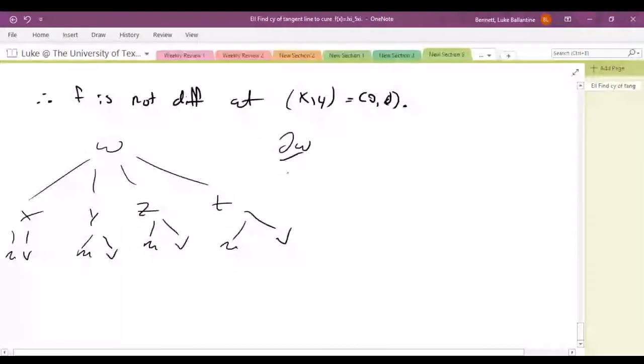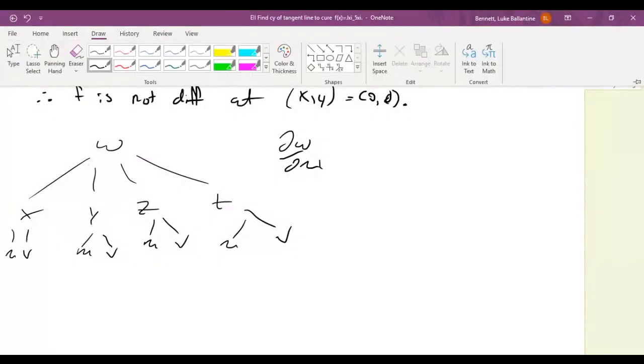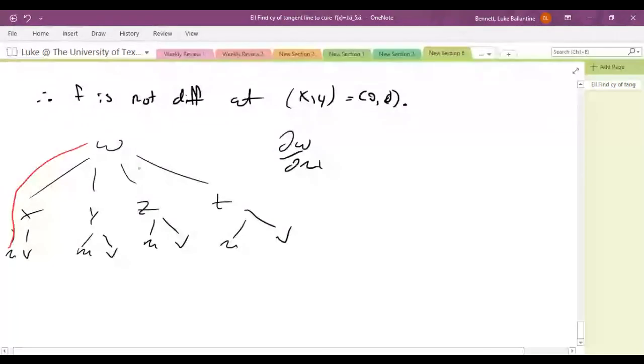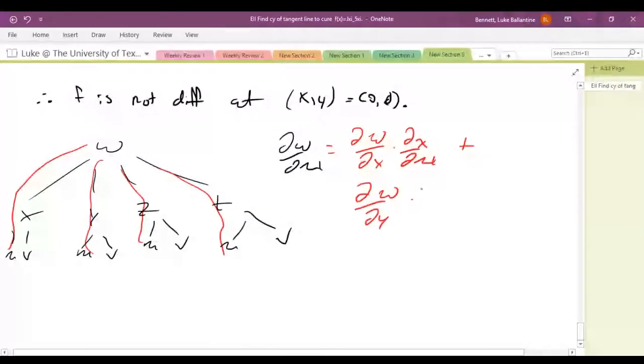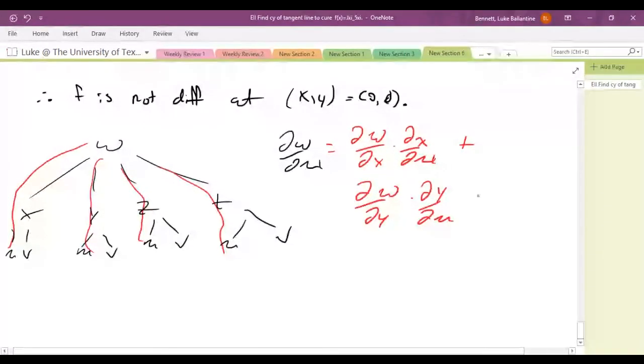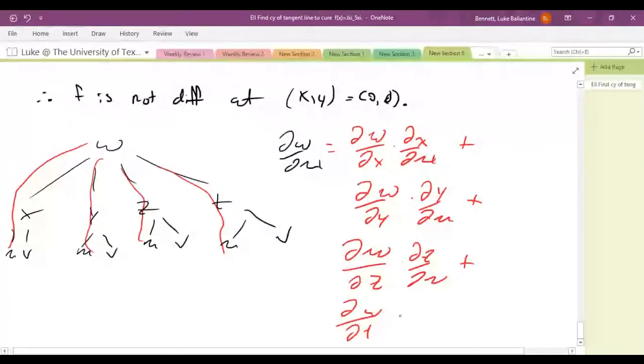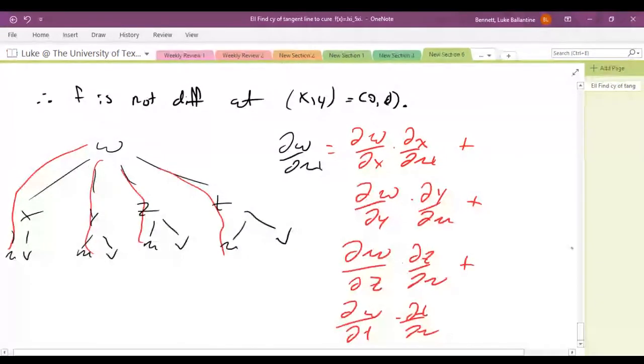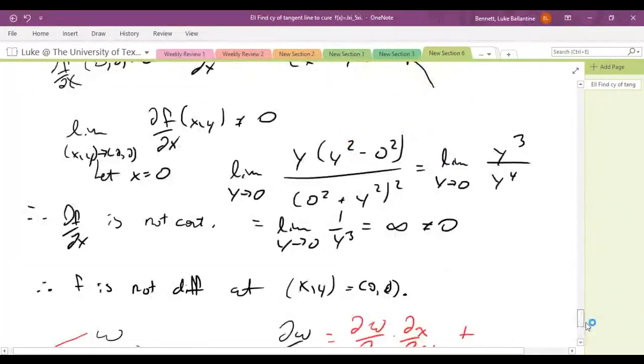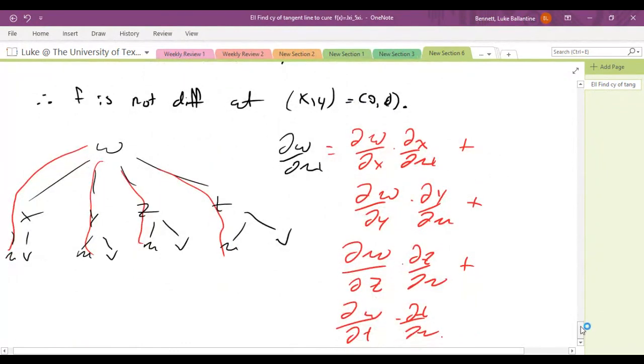And then we want the partial of w with respect to u. Well, you just follow it down. Take this path, take this path, take this path, take this path. Partial w with respect to u is partial w with respect to x times partial x with respect to u, plus partial w with respect to y, partial y with respect to u, plus partial w with respect to z, partial z with respect to u, plus partial w with respect to t, partial t with respect to u. So you just calculate all that, and that would be your answer. So yeah, I'm going to stop right there actually.